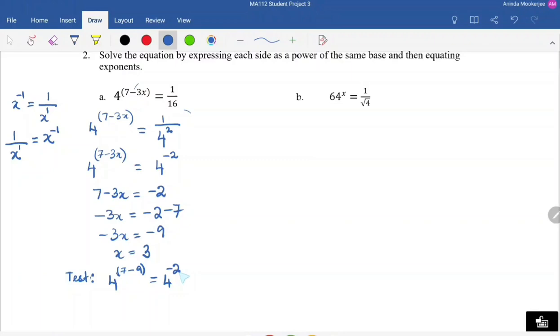All right. So it matches what we got here. And 4 raised to the negative 2, when we flip the numerator and the denominator, is going to be 1 divided by 4 squared. When I switched it and brought it down to the denominator, the sign of the exponent changes and we will have 1 over 16. So both sides are equal to each other. Therefore, x equals 3 is indeed the correct and verified solution.